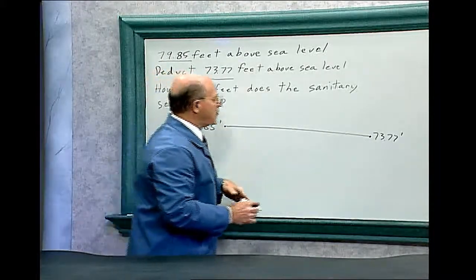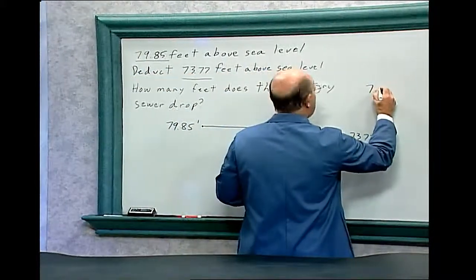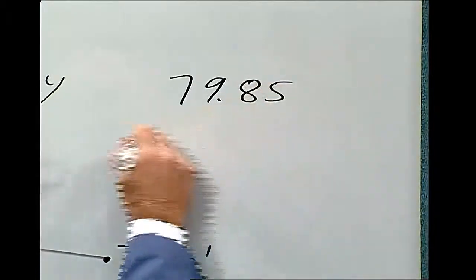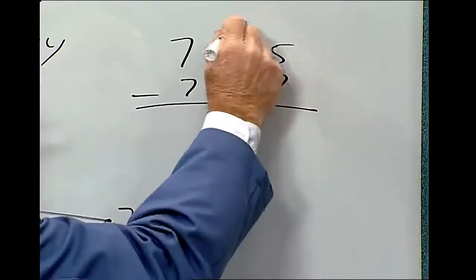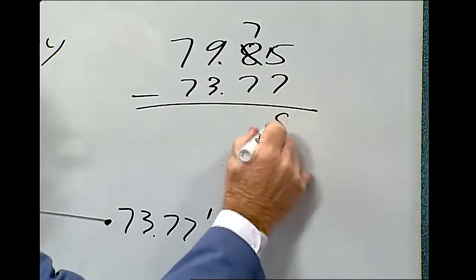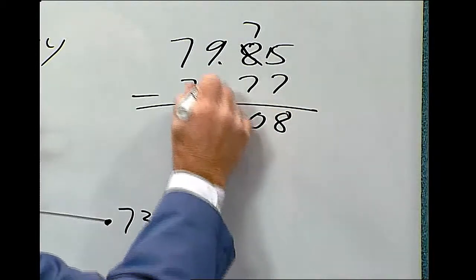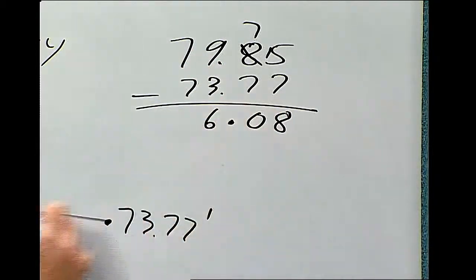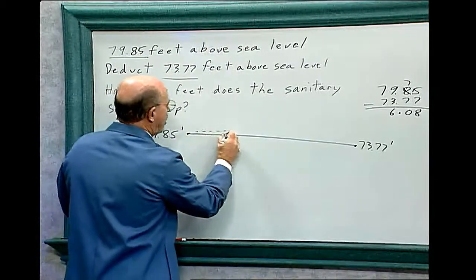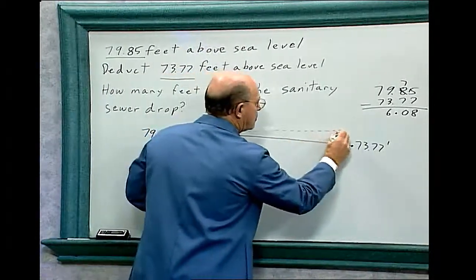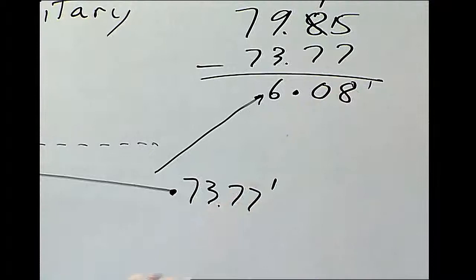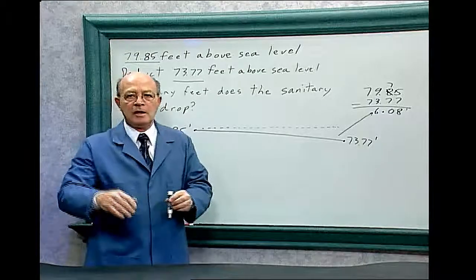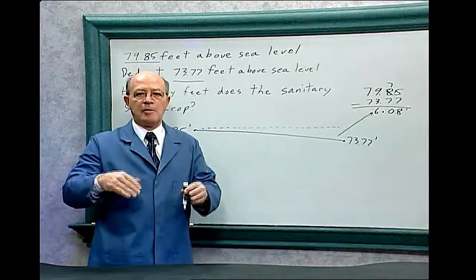So let's find out what the difference is between the two. 79.85, and we deduct 73.77. 7 from 15 is 8. 0. 3 from 9 is 6. So the distance then over here is 6.08 feet. So that's the drop. And so they have to be careful when they dig the trench for that sewer line that they maintain that depth.